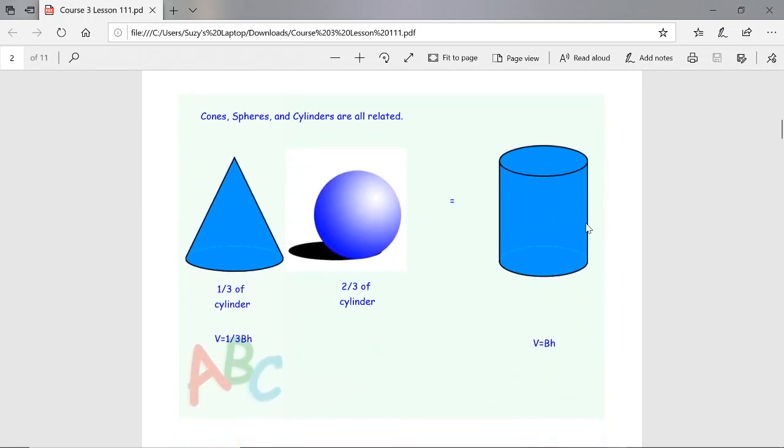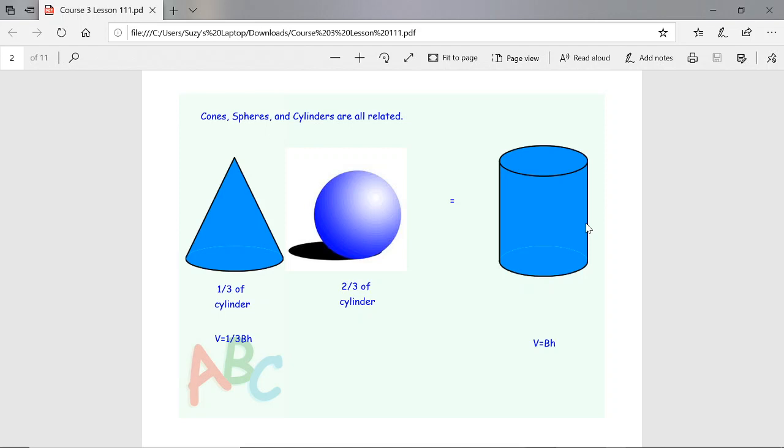So using lots of proofs and math that we're not going to get into today, mathematicians have found that, just like we looked at a little bit ago, the volume of a cone is a third of the volume of a cylinder. Okay? Now a sphere is actually 2/3 of the volume of a cylinder.